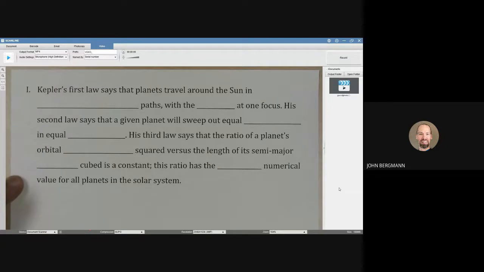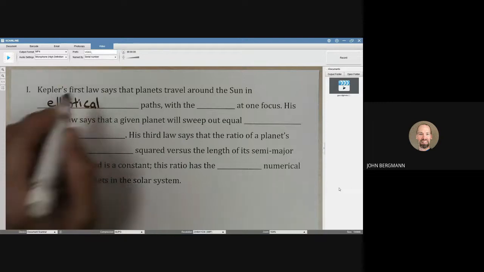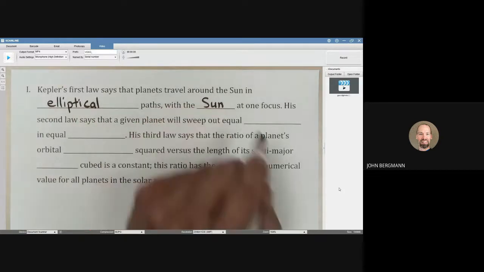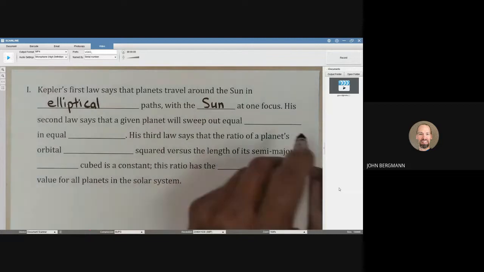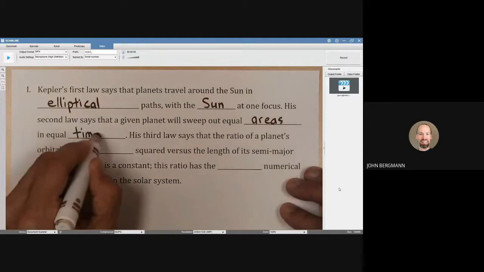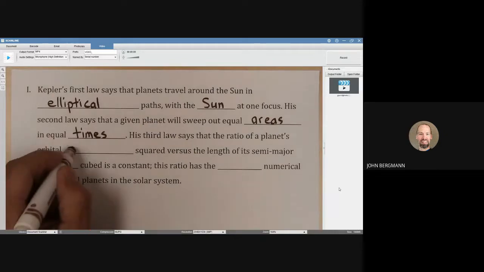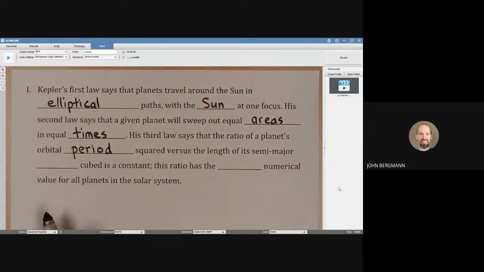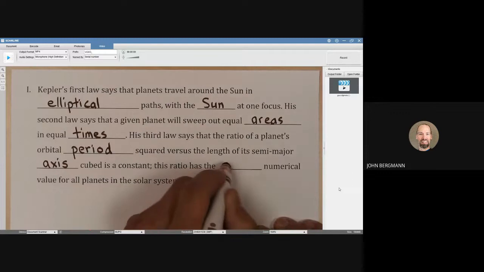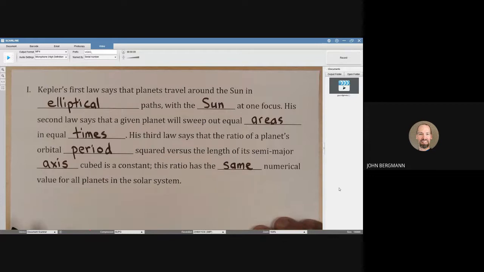Kepler's first law says that planets travel around the sun in elliptical paths, with the sun at one focus. His second law says that a given planet will sweep out equal areas in equal times. His third law says that the ratio of a planet's orbital period squared versus the length of its semi-major axis cubed is a constant. This ratio has the same numerical value for all planets in the solar system.